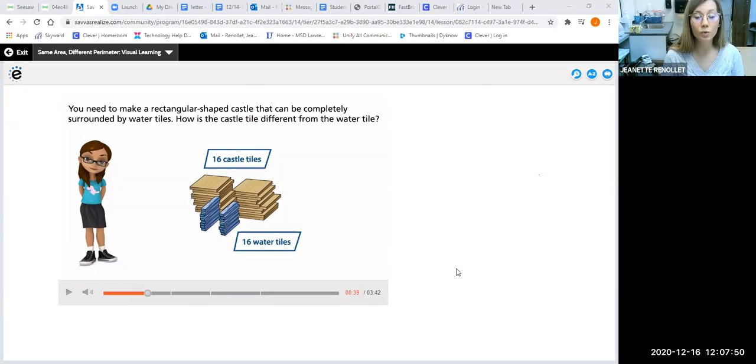So in the video, we're given a situation that you might find during a real world problem. So that might be something like playing a video game and you are trying to make a castle floor. You're going to surround it with water.